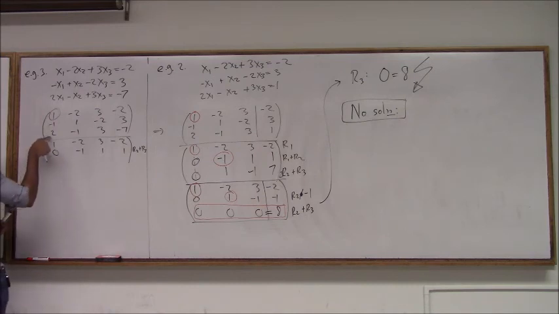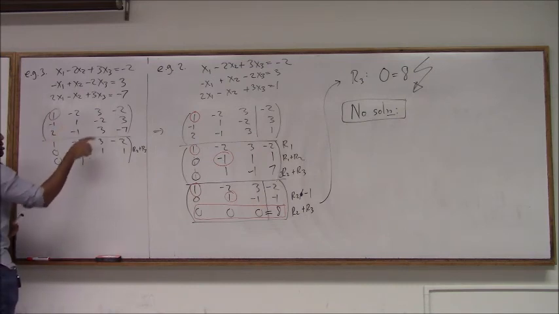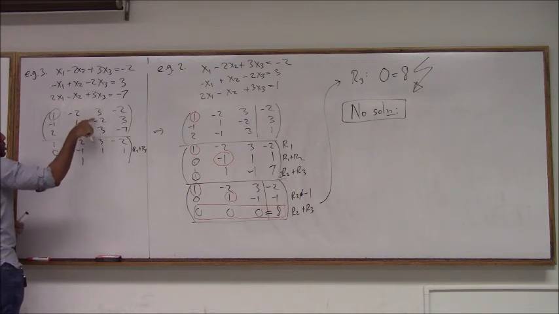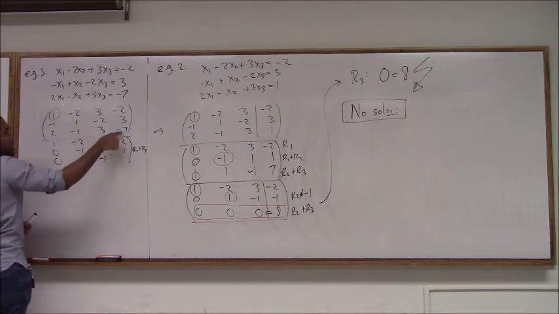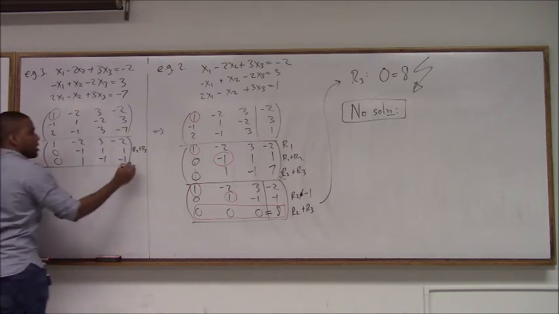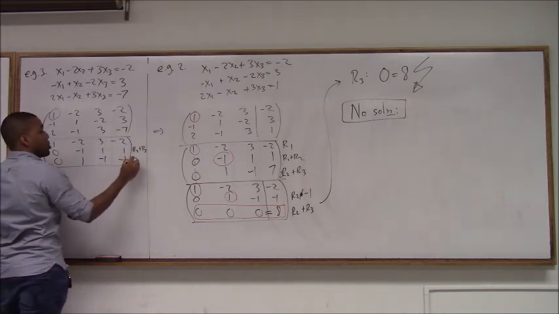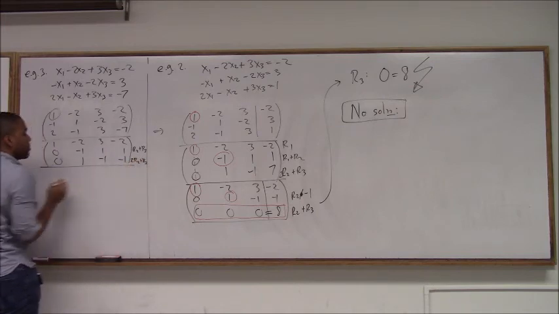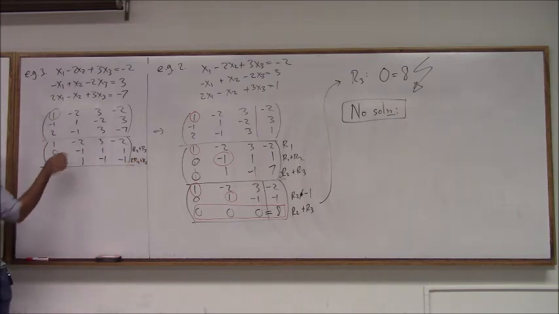For this, I can take this plus 2 times that. This plus 2 times that. This plus 2 times that. This plus 2 times that. And so that's just 2 row 2 plus row 3. And so now I want to get that guy.